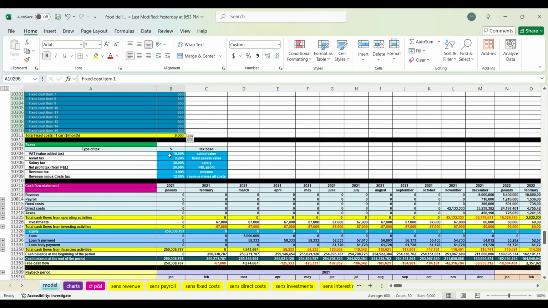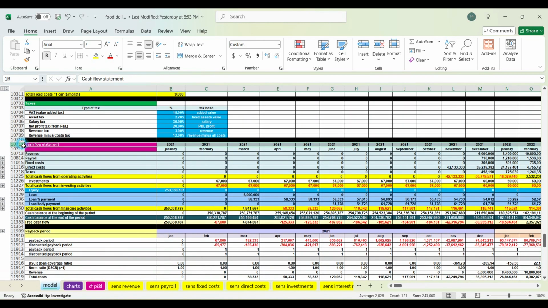Moving to taxes. We have 6 types of taxes. Value-added tax, the tax base is added value. Asset tax, the tax base is the asset's value at the end of the period. Salary tax, the tax base will be the salary. Net profit tax, the tax base will be net profit from the P&L statement. Revenue tax, the tax base will be the revenues. Next possible tax, total revenues minus total costs including investment plan expenses. If you don't have this tax, simply put 0 here.